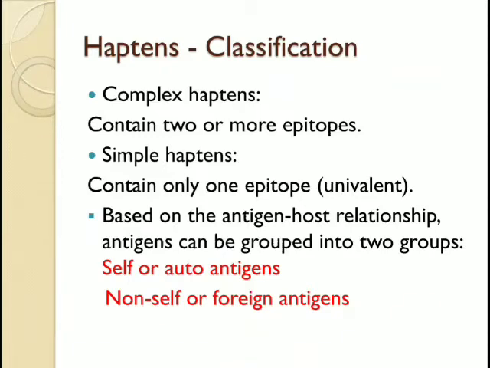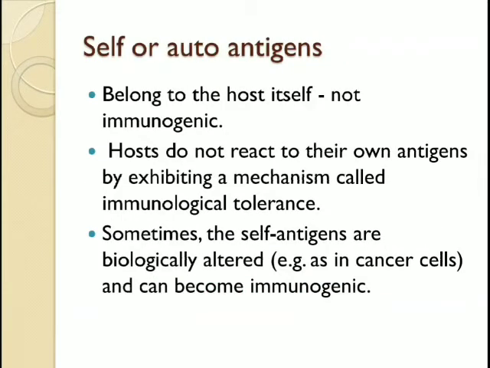Based on the antigen-host relationship, antigens can be grouped into two types: self or autoantigens, and second, non-self or foreign antigens. Self or autoantigens belong to the host itself and are not immunogenic. Hosts do not react to their own antigens by executing a mechanism called immunological tolerance.